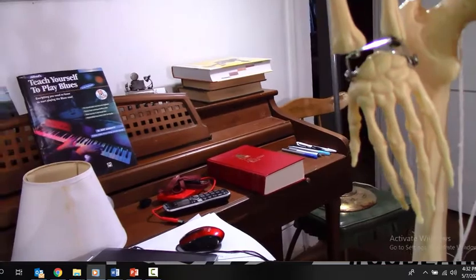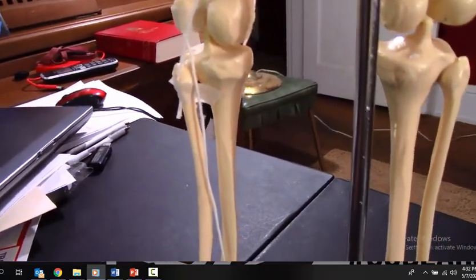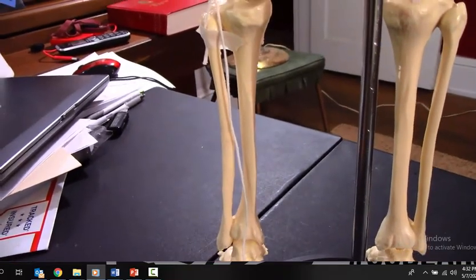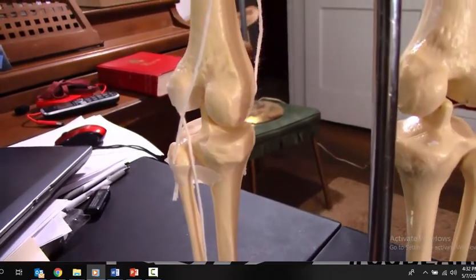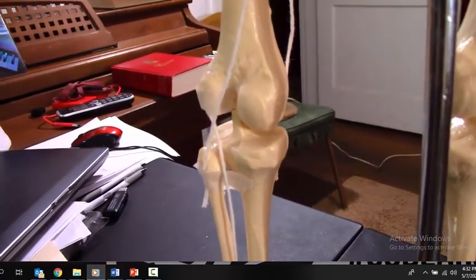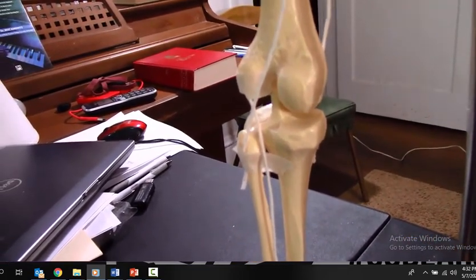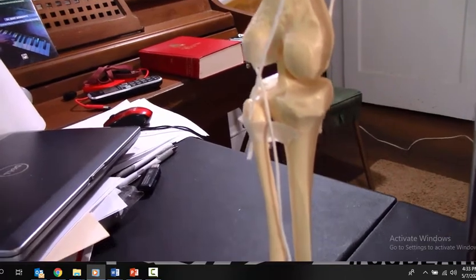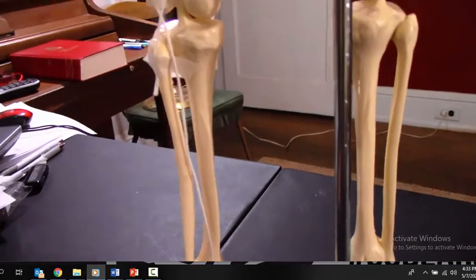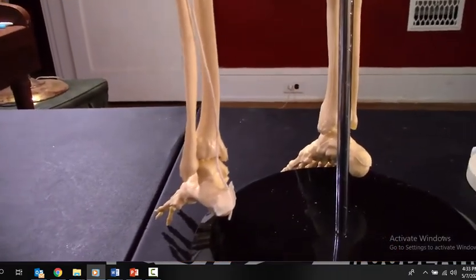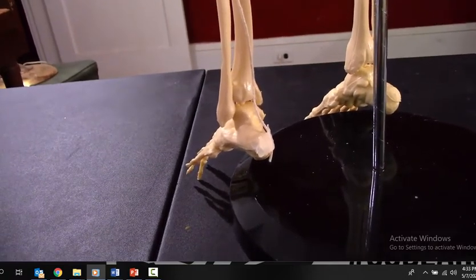And now our last muscle is down here in the lower leg, and it is the gastrocnemius. The gastrocnemius originates up here on the lateral and medial condyle of the tibia, and it inserts on the posterior part by way of the Achilles tendon onto the posterior calcaneus bone.